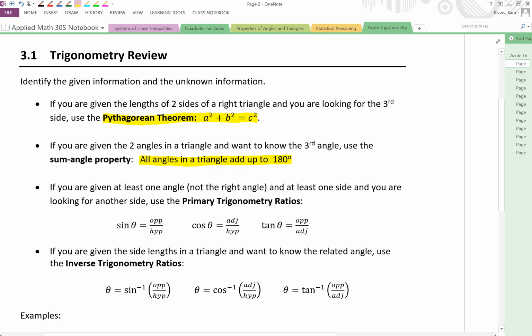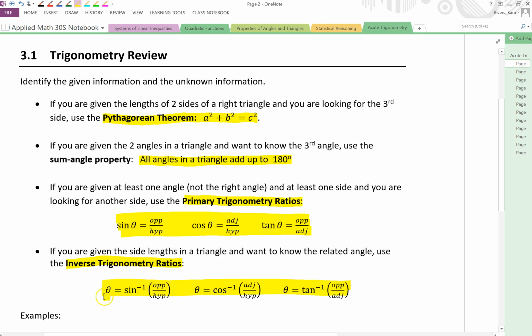If you're given at least one angle, but not the right angle, so one other angle, and at least one side, and you're looking for another side, then you can use your primary trig ratios, and that's sine, cosine, tangent, and you've seen those before. And if you're given the side lengths of a triangle and want to know the related angle, you use the inverse trig ratios. And that's when we're going sine minus 1, cos minus 1, or tan minus 1.